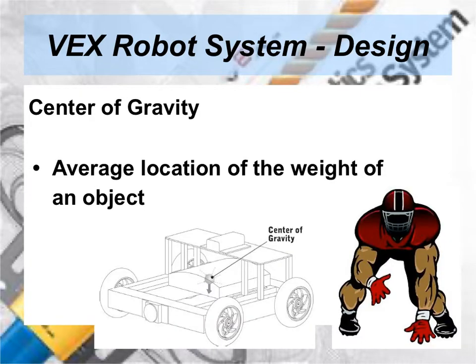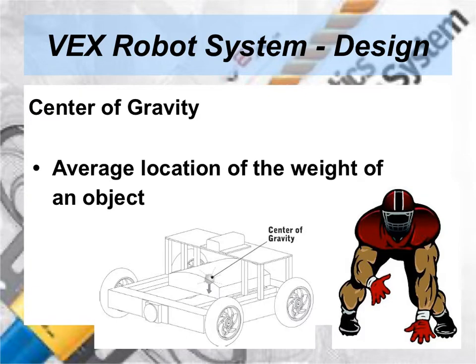Stability is essential for a robot, and as we take a look at stability, it's important to understand center of gravity. Center of gravity is the average location of the weight of an object. Growing up, I played ice hockey and was always told by my coaches to bend my knees to lower my center of gravity so I wouldn't fall over when I got pushed around by another player.